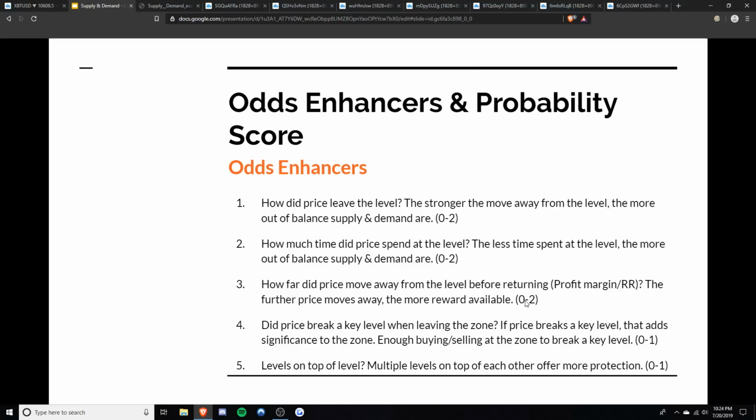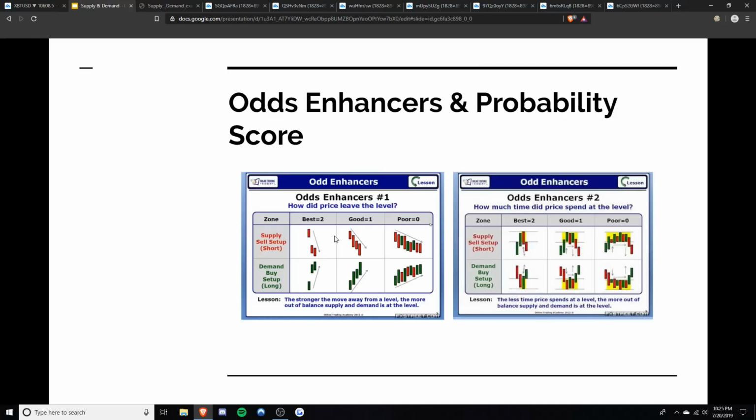And you'll notice these numbers at the end of each of these odds enhancers, and I'll explain that on the next slide. But basically, I guess I can explain it now. Here I have these two examples. These are from Sam Seiden. That's who I originally learned these odds enhancers from, but he doesn't really go into too much detail with them. He does a little bit, but I have added a few of my own that I've found help add probability to your supply and demand zones.